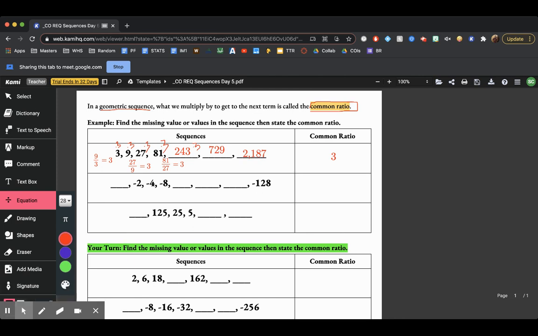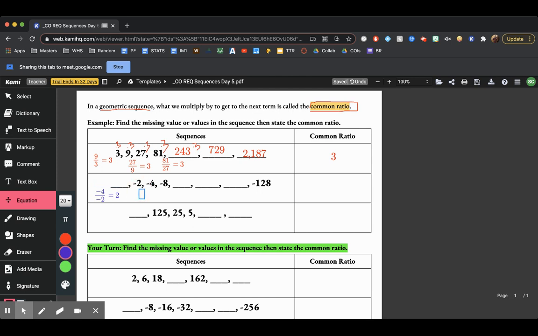We're going to move on to the next example, which is blank, -2, -4, -8, blank, blank, blank, and -128. Again, I'm going to begin by dividing -4 by the previous number, which is -2. I'm going to put the negative in afterwards, because I'll show you what happens next. So -4 divided by -2 gives me +2.